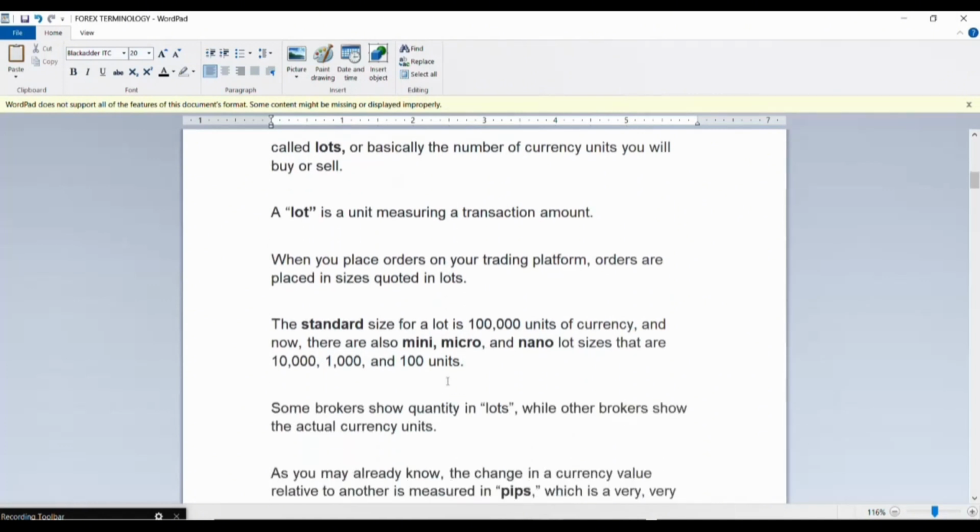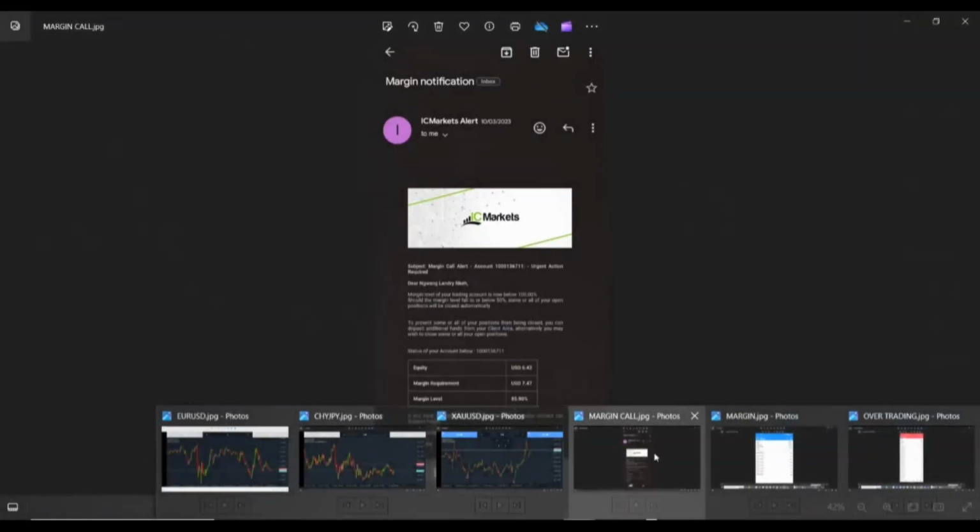Now, there are four major categories of lots, but we use only three. The standard lot is measured as 100,000 units of currency. The mini lot, 10,000 units of currency. The micro lot, 1,000 units of currency. And the nano lot, which is 100 units of currency. We are going to talk about that in detail. So when you are buying a currency or a currency pair, you are not only buying pips, you are buying quantity. Now, how do you do that? I am going to show you.